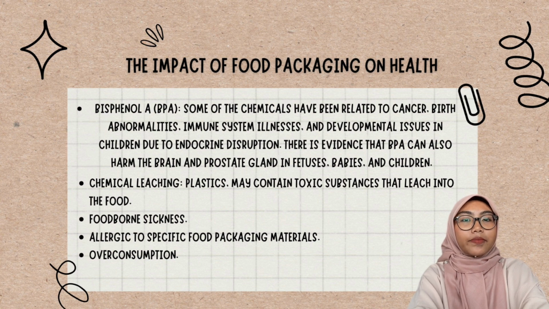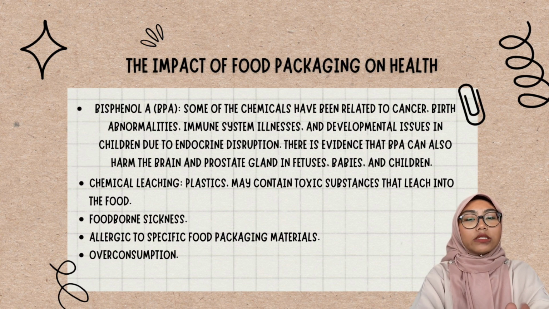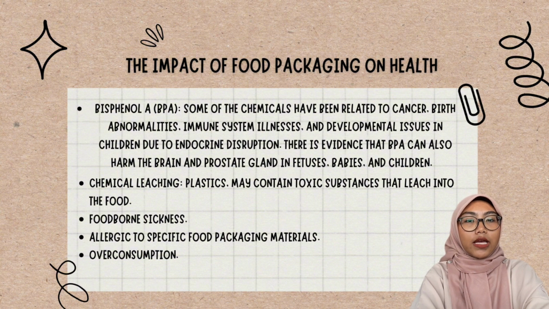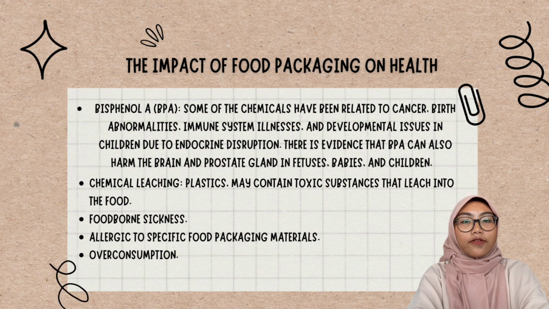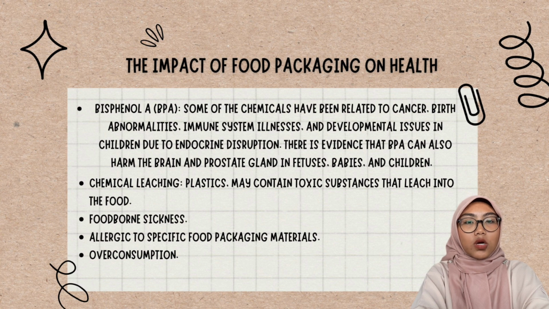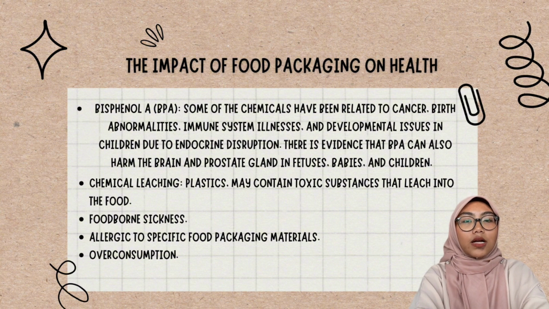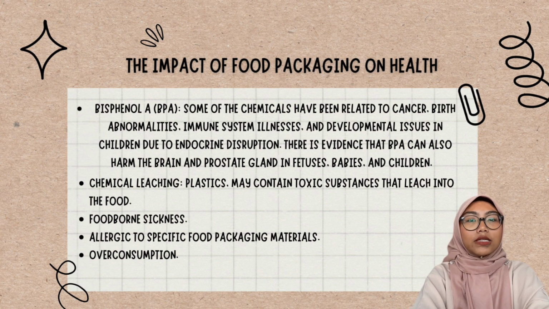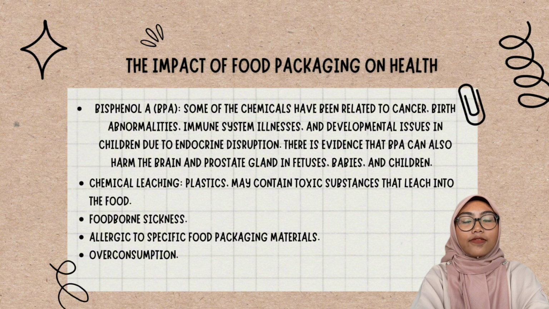Chemical leaching. Some food packaging materials such as plastics may contain toxic substances that leach into the food. These substances have been linked to a variety of health problems, including cancer and developmental abnormalities. Foodborne sickness can occur when food packaging is improperly sealed or stored, allowing bacteria and other harmful microorganisms to infect the meals. This can result in foodborne illness. Some people are allergic to specific food packaging materials such as latex or certain polymers. An allergic reaction can cause minor to severe symptoms such as swelling and difficulty breathing.